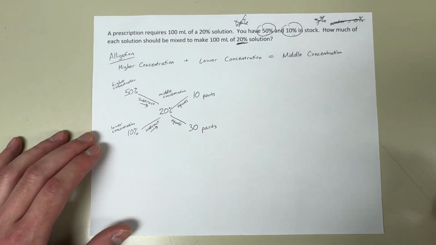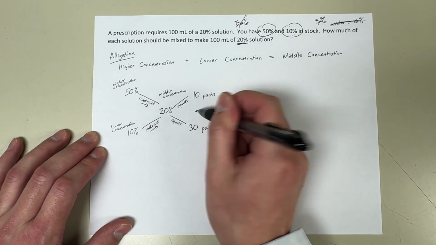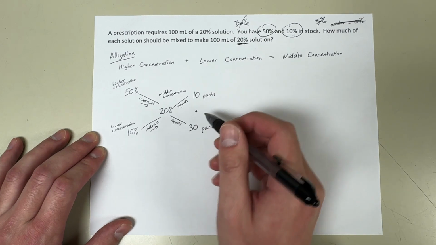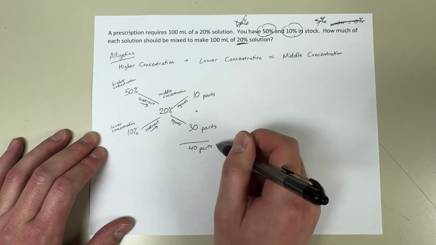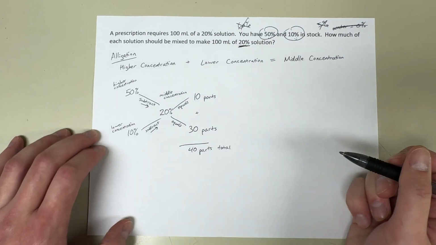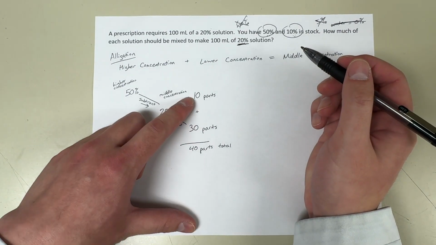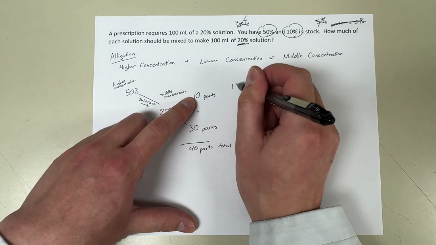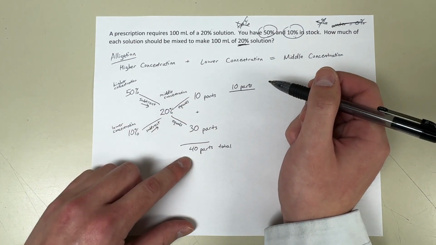The next thing I'm going to do is add up the total parts together. So 10 parts plus 30 parts equals 40 parts total. Then, when you do alligation, you always take the individual parts and divide that by the total number of parts, which is 40.